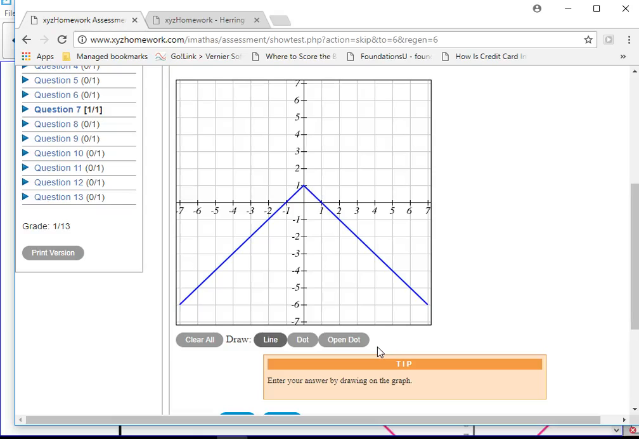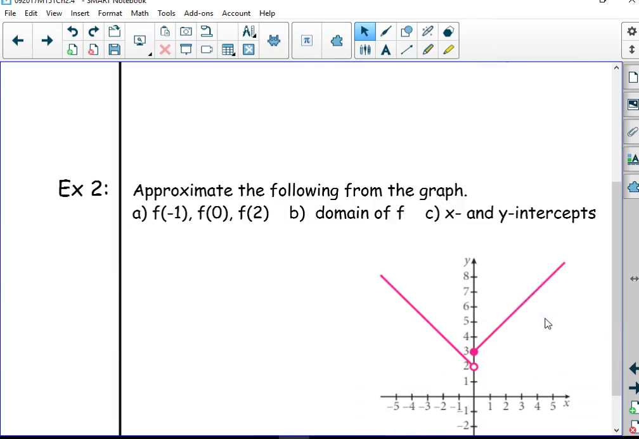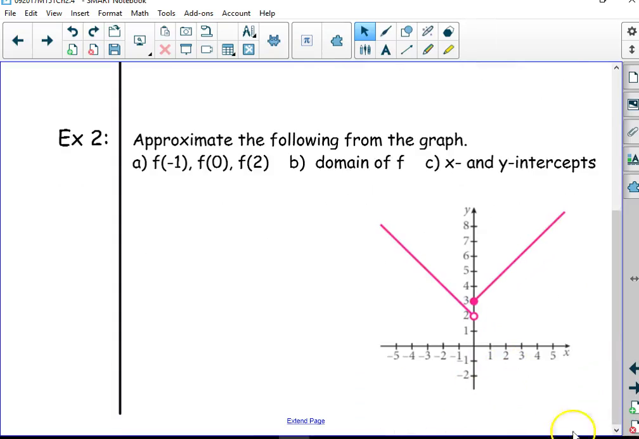And again I have an open dot over a closed dot, so the closed dot trumps. We are definitely defined there at x equals 1. I hope this helps. All right, let's go back and do some different problems. So there's not a whole lot of work to be shown there, just the graphing part is challenging.